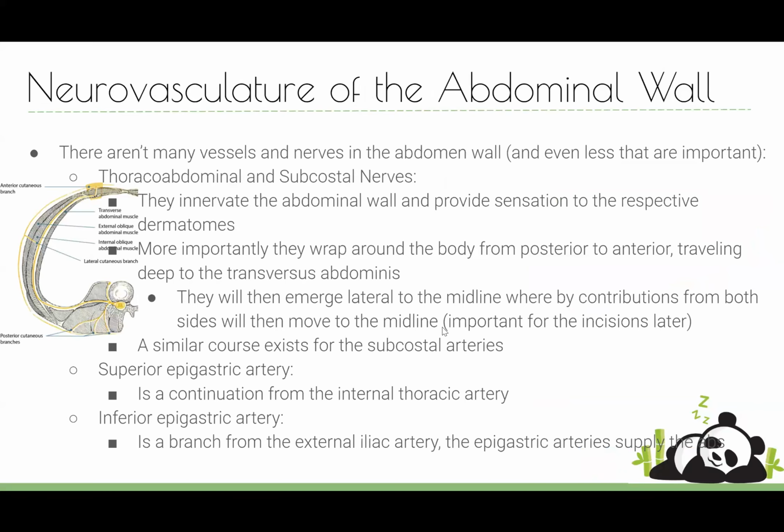But yeah. The neurovasculature of the abdominal wall. So there aren't many vessels in the nerves in the abdominal wall, and frankly, even less that are that important. Looking at the thoracoabdominal and subcostal nerves, there's not a heap to pay attention to. They are dermatomal, so they'll come in like their dermatomal lines, and they wrap around from the posterior to the anterior, traveling deep to the transversus abdominis muscles.